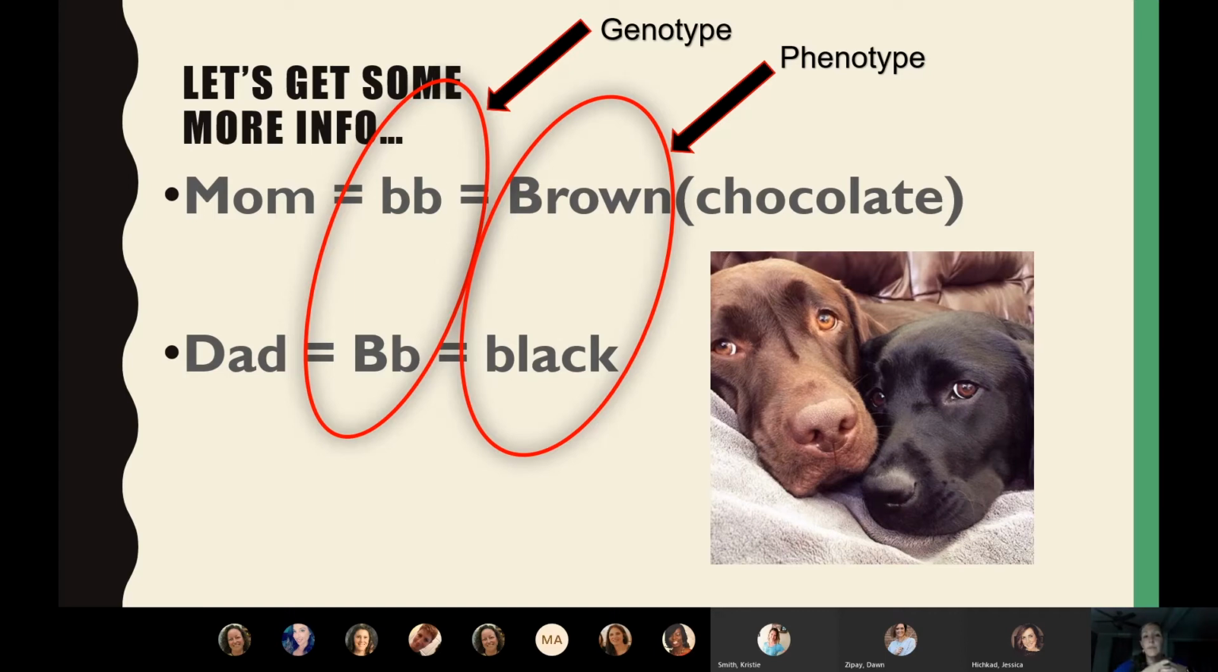So mom is homozygous recessive. Going back to what we've been learning, that means she has two recessive alleles, which is awesome. Dad has one dominant and one recessive allele. Fabulous. Heterozygous, hybrid. So dad is heterozygous, mom is homozygous recessive, which means we have all the information we need to complete a Punnett square.